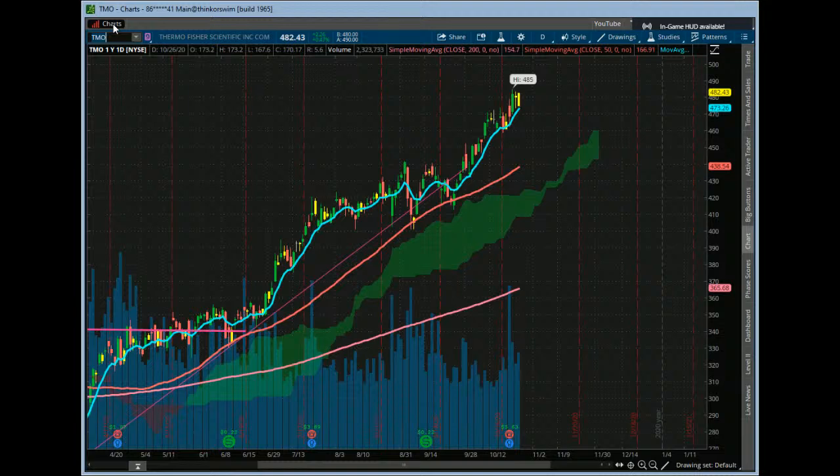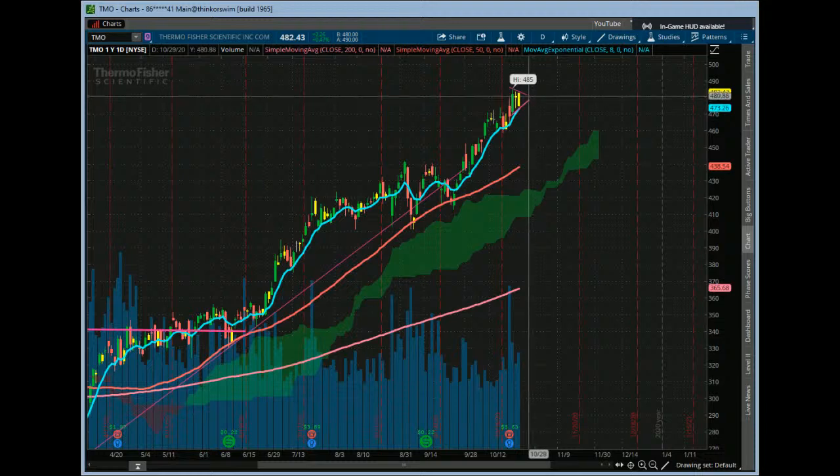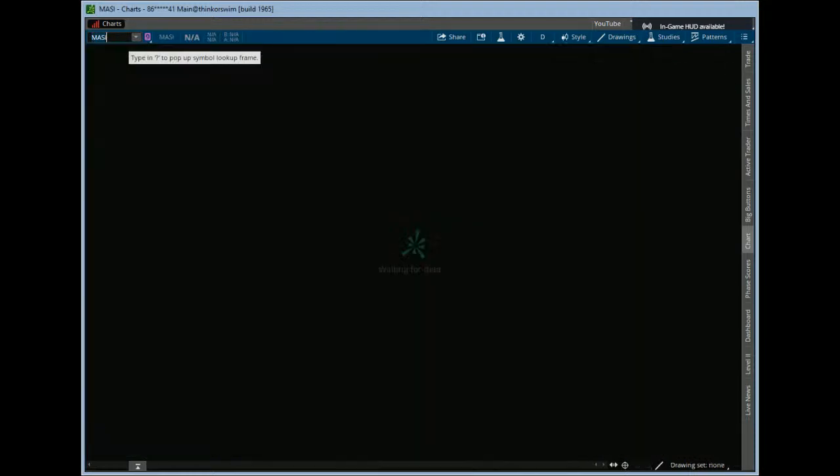TMO. Double inside day on Thermo Fisher. So definitely want to keep an eye on right here. It could be triangulating in this area. Again, a green day today, which is nice. So it's up a little bit here today off of the prior levels. So again, possible wave 4 move, maybe a little bit of a triangle, and then a breakout on that one. So let's see if that can get some continuation there. Good find on that one.